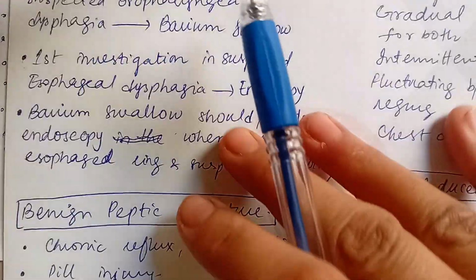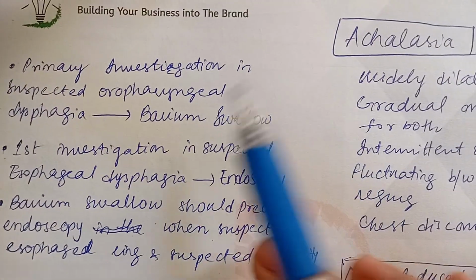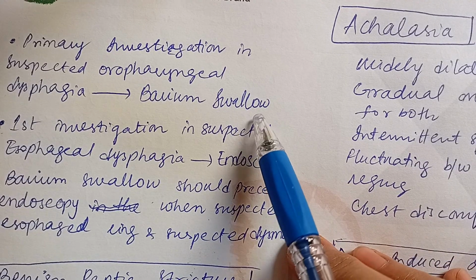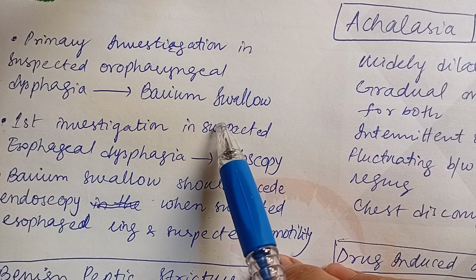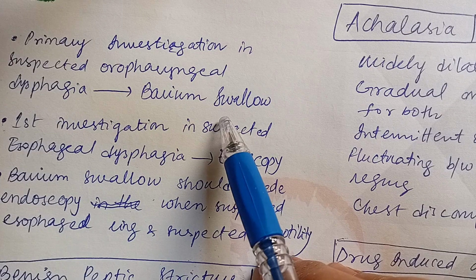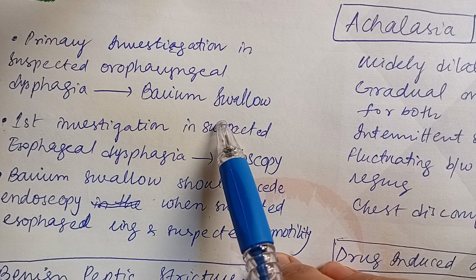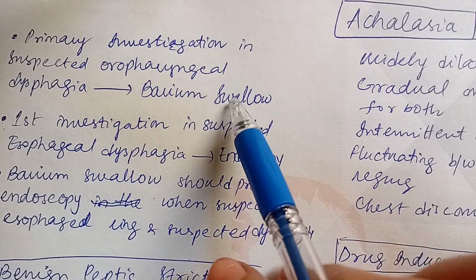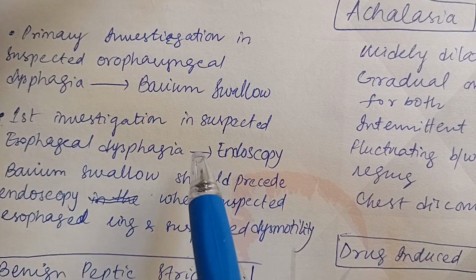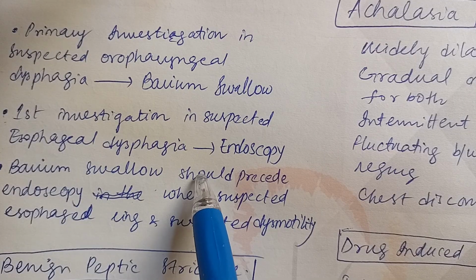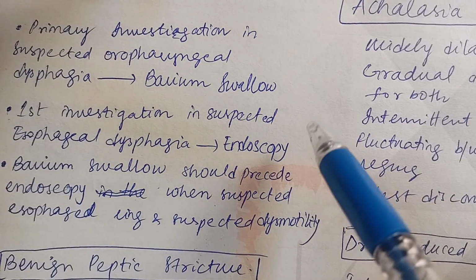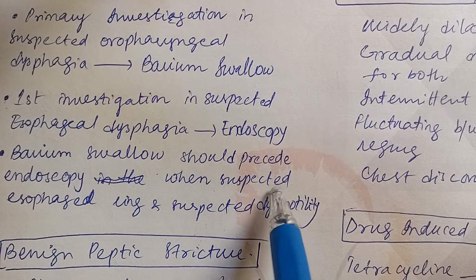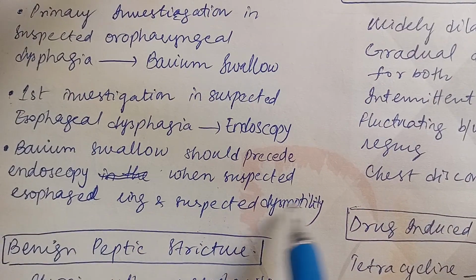Some important points when investigating the patient: the primary investigation in suspected oropharyngeal dysphagia. If the patient has oropharyngeal dysphagia, the primary investigation is barium swallow. And if you are suspecting esophageal dysphagia, the first investigation is endoscopy. Barium swallow should precede endoscopy when there is a suspected esophageal ring and suspected dysmotility.